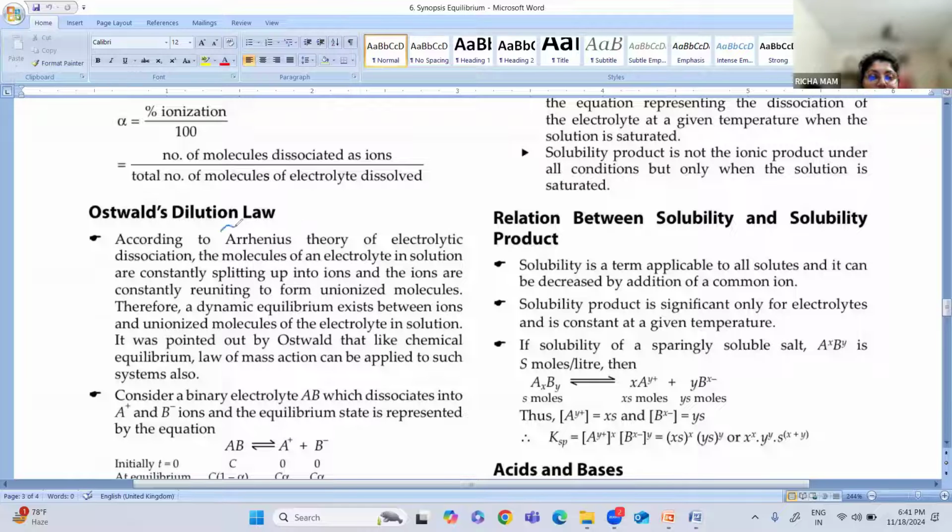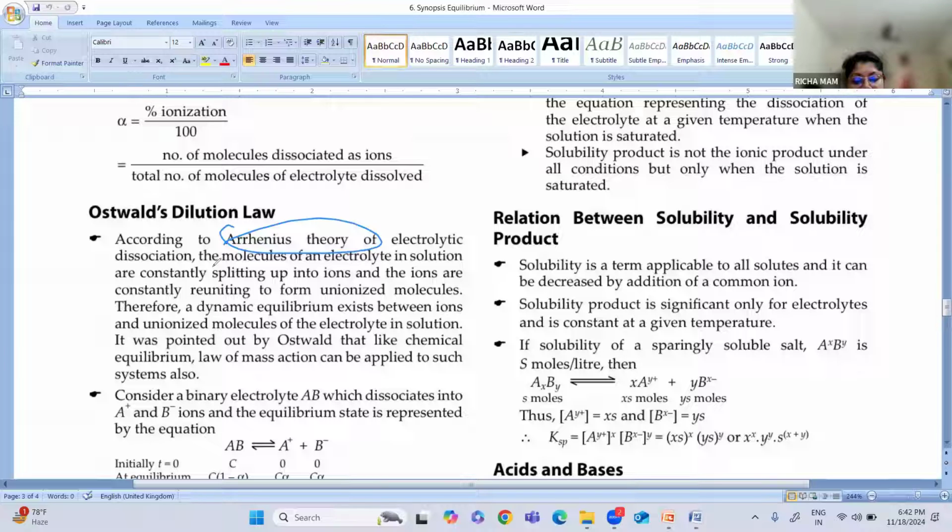According to Arrhenius theory, after the electrolytic solution gets dissociated, when you add them into a solution, they split up into ions. Again, these ions get united and form unionized molecules. Once the molecules split into ions, they are reunited to form the unionized molecule. Because of that, a dynamic equilibrium exists between the ions and the unionized molecules.